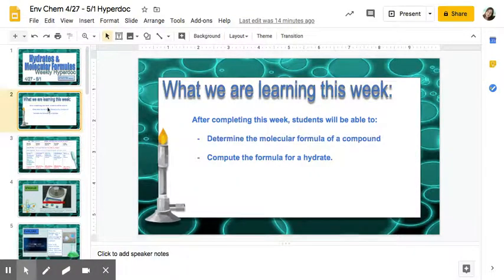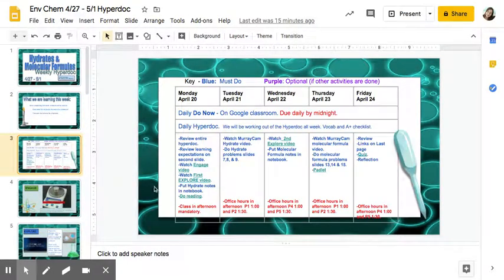So what you're going to learn this week is how to find the molecular formula of a compound. You already learned how to find the empirical formula. That's basically the ratio of the elements, but the molecular formula is the actual formula of the compound. You're also going to learn how to compute the formula for a hydrate. We're going to be using that in 2 weeks when we do our portfolio, which is going to be a lab report.